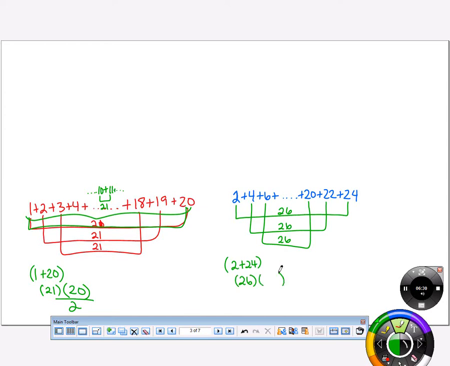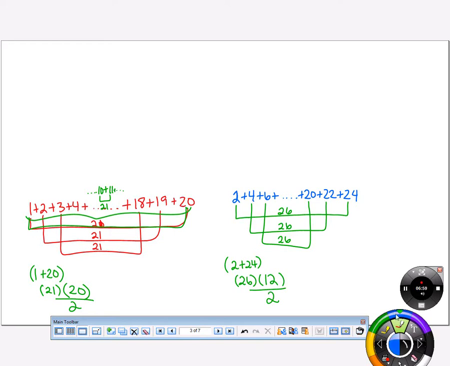How many times are we going to get that 26? Well, from 2 to 24, counting by twos, we would have to figure out how many terms that is. 10, 12, 14, 16, 18, 20, 22, 24. So that is 12 different terms. But again, we're not getting 26 all 12 of those times. They're being paired up, so that would be cut in half. So notice there's kind of this process we would go through each time.